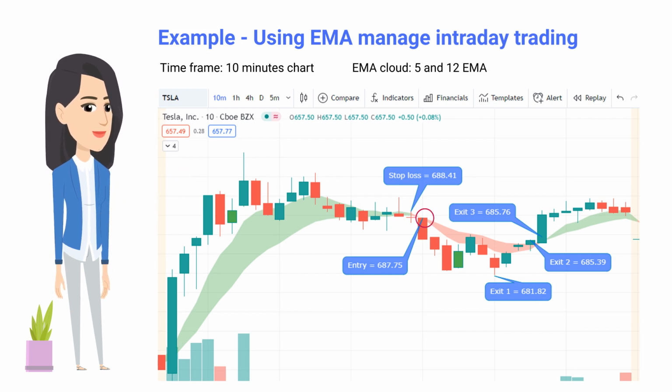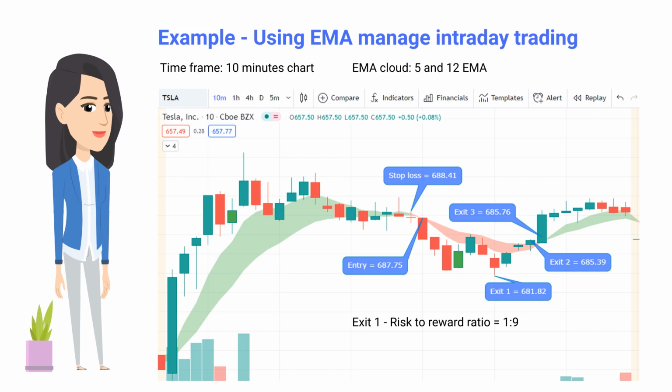In this example, we will be using the third entry for illustration purposes, which would be when the stock reached $687.75. Your stop loss can be set just above the EMA Cloud, at $688.41. The first exit point is the best case scenario, where the stock reached $681.82. This trade would give you a risk to reward ratio of 1:9.